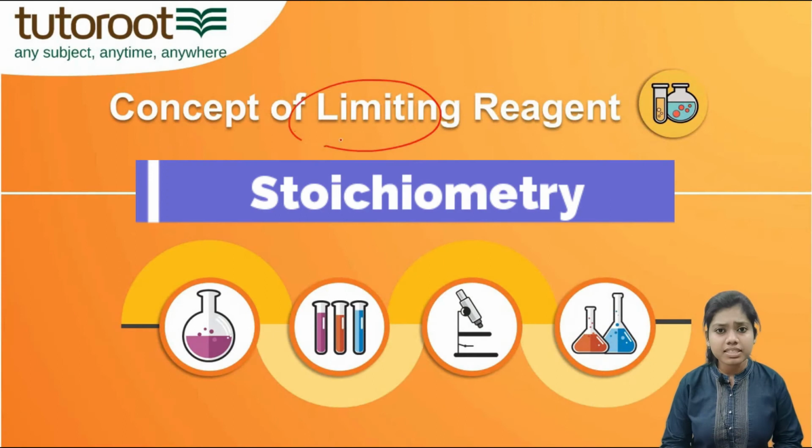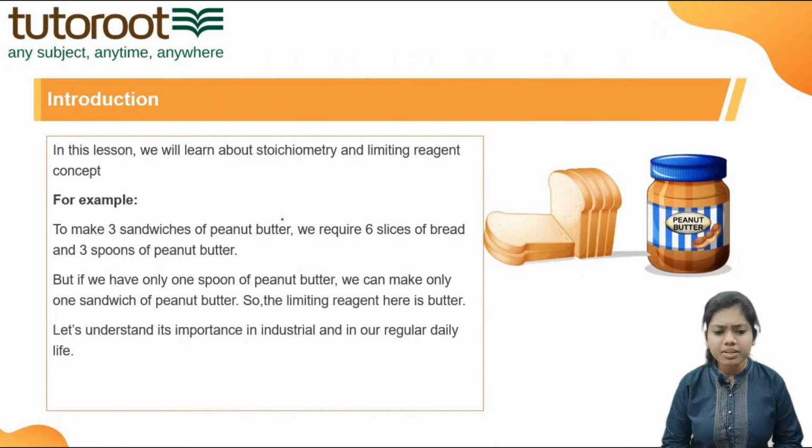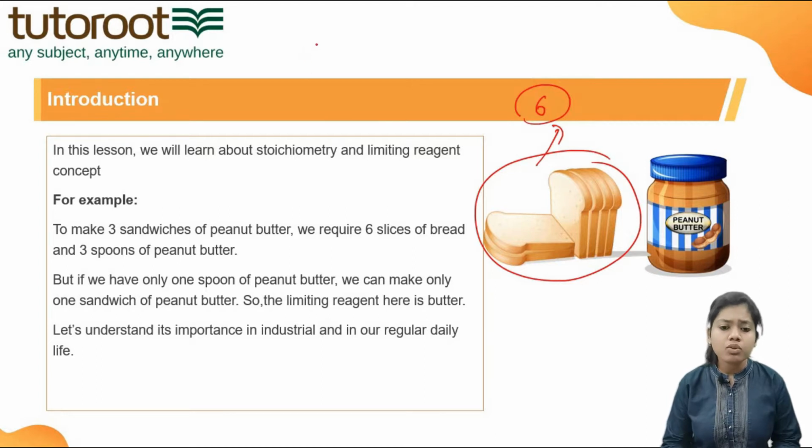Let us try to understand the concept of limiting reagent. Before getting into the details, we'll first take a very simple example. Here in the picture, we have bread and butter. We have taken 6 slices of bread and a bottle of peanut butter, and I have to prepare peanut butter sandwiches.